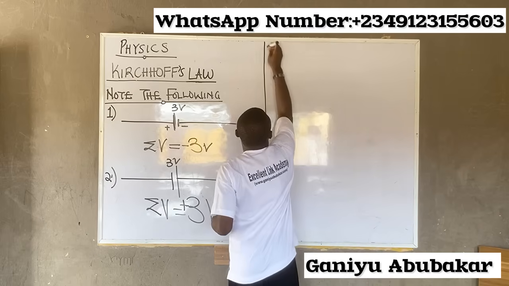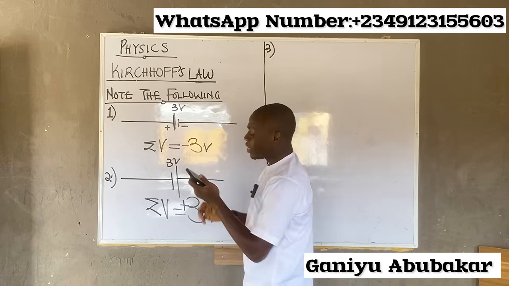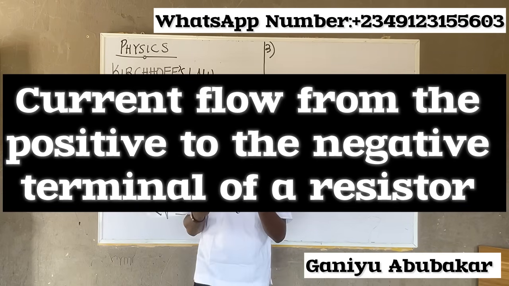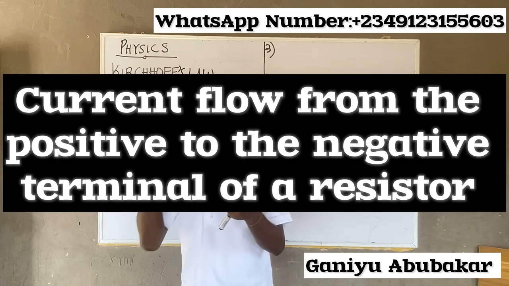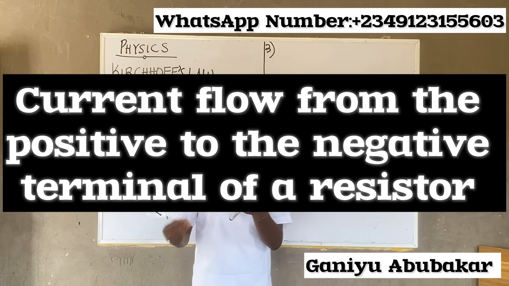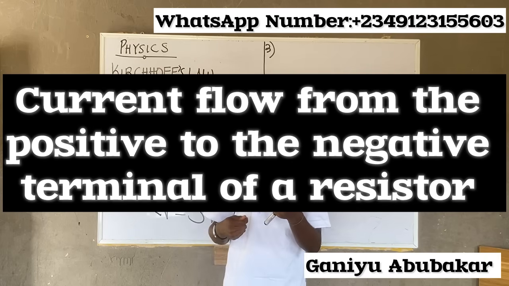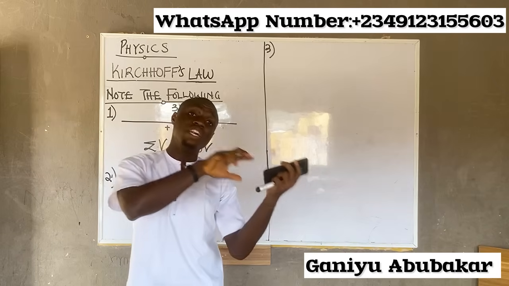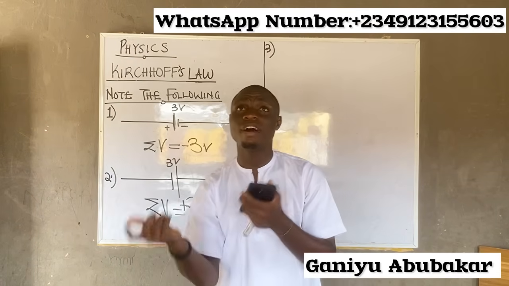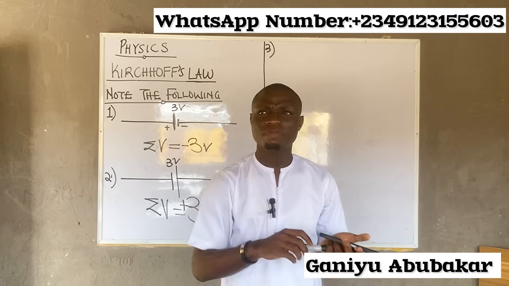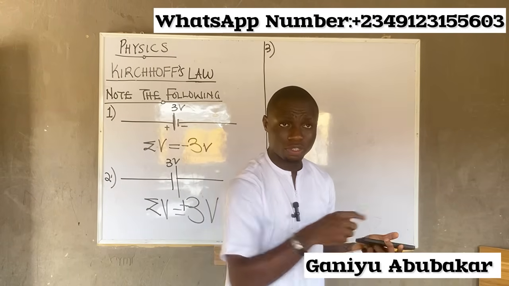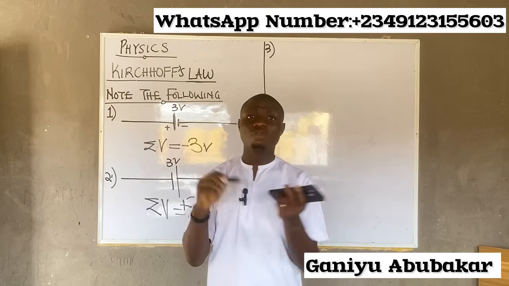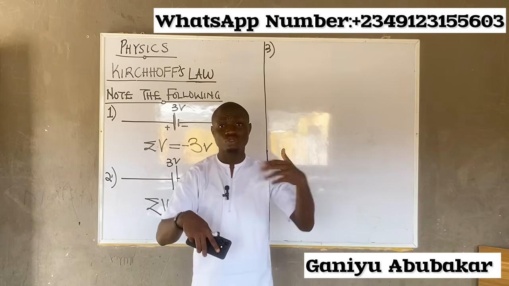Number 3, let's look at number 3. It says current flows from the positive to the negative terminal of a resistor. To explain this better, we know a resistor, right? A resistor is a device used for measuring the rate of current in a circuit. And from the resistor, we look at Ohm's law. I've done a video on that, so I'll drop a link to that class in the description of this video.